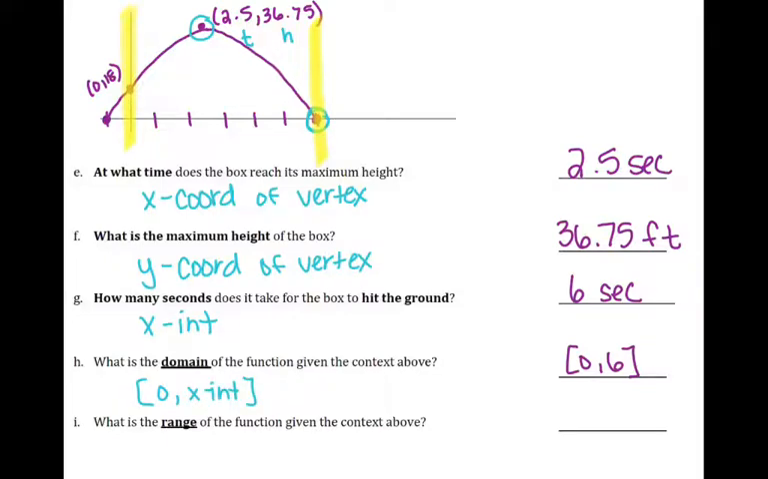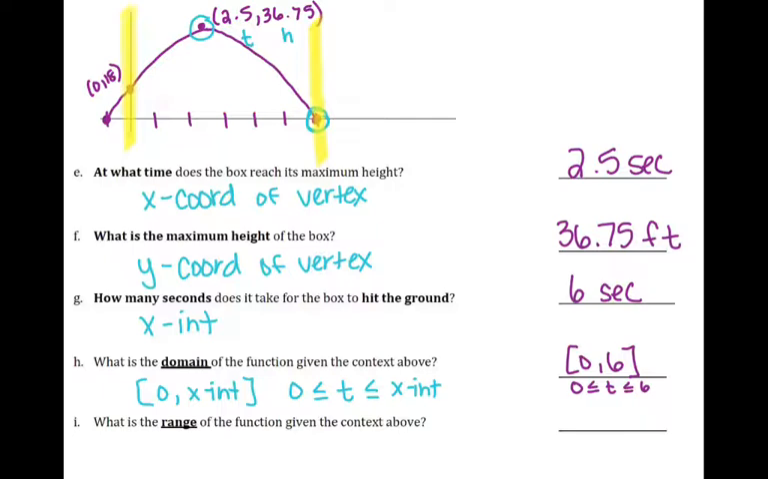Now you can write your domain and range in two different ways. You can write it as interval notation, which is what I did, and I incorporated brackets because 0 and 6 can actually be used for values of time. Or you can write it as an inequality. So your inequality would be 0 is less than or equal to t for time, less than or equal to whatever your positive x-intercept is. So if I wanted to write my other possible answer for my domain, this would be 0 is less than or equal to t is less than or equal to 6. It means the same thing though.